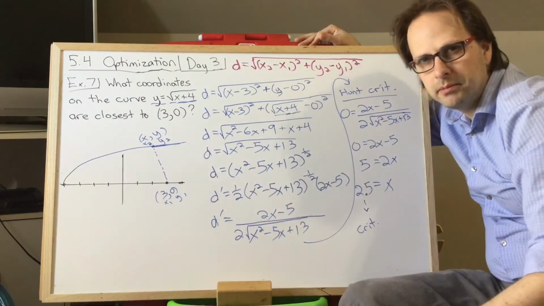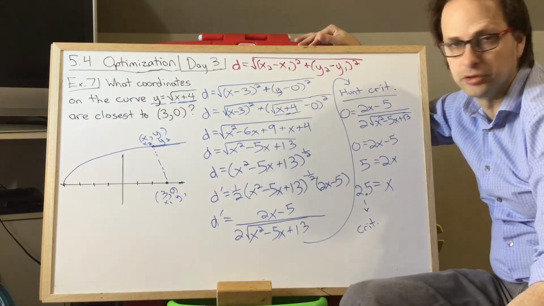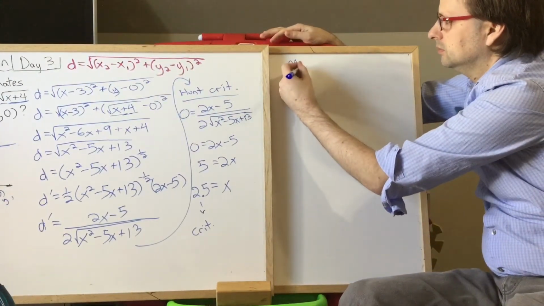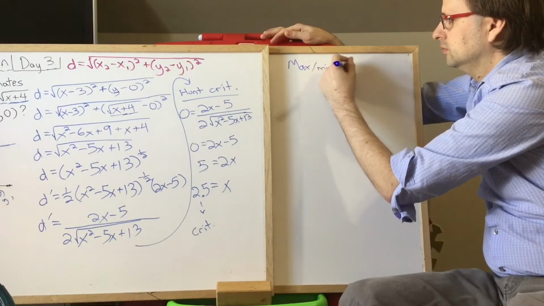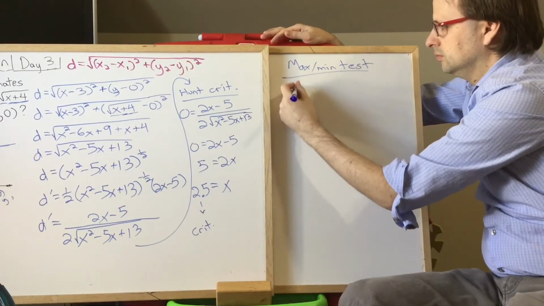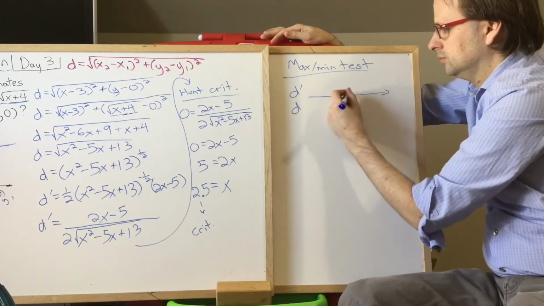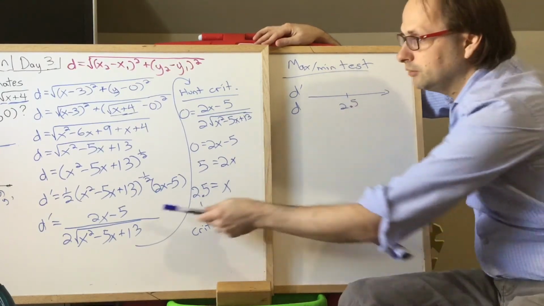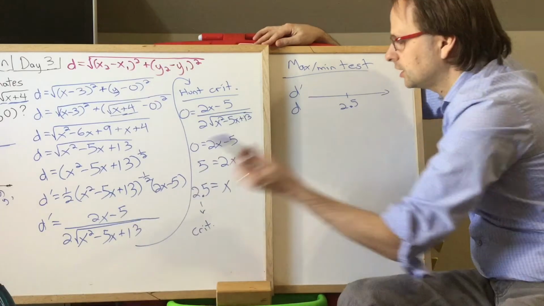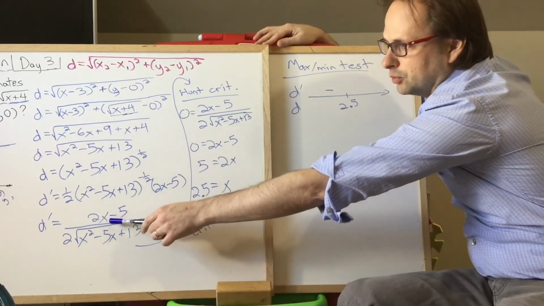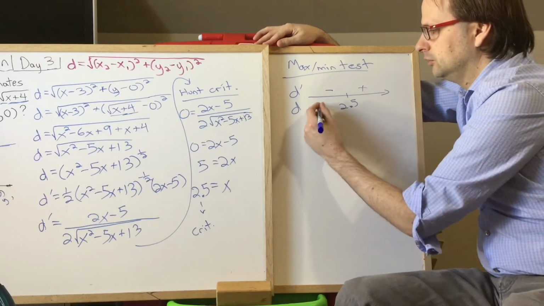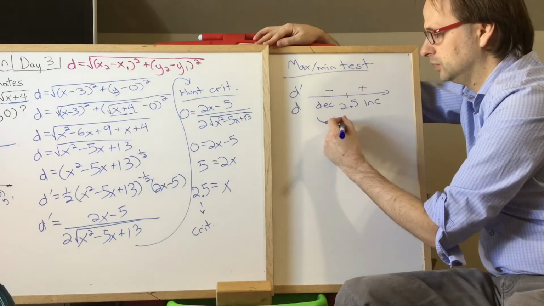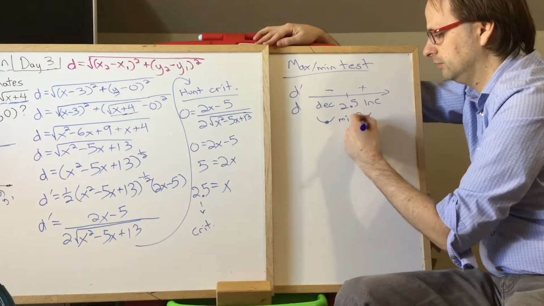Geometrically, I think we know that's a min, but we want to prove it, so we'll use the first derivative test for a max or min. If I put in something less than 2.5 into the first derivative, say I put in 0, I'm going to get a negative. If I put in, say, 3, I'm going to get a positive. So distance is going from decreasing to increasing. That means we have a min at x equals 2.5.